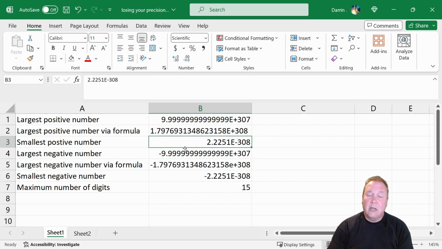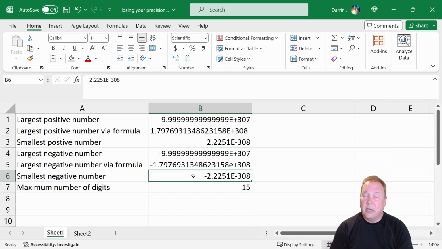What about the smallest positive number, the tiniest decimal on here? You see, those other numbers I had had like 15 digits out there. Here I only have 2.2251, and that's all the digits I get. And that's to the negative 308, which means I have 306 zeros in front of that. And the same with the smallest negative number down here, I have 306 zeros in front of that as well. Really tiny numbers. Probably you're not using those numbers so much.